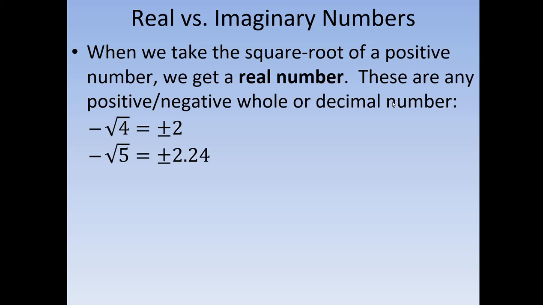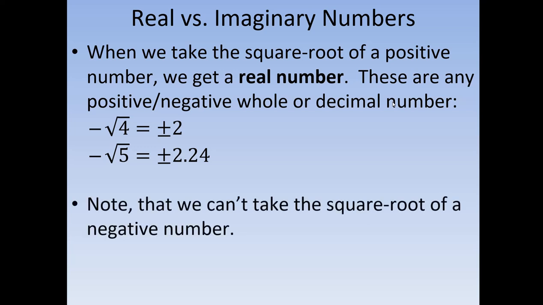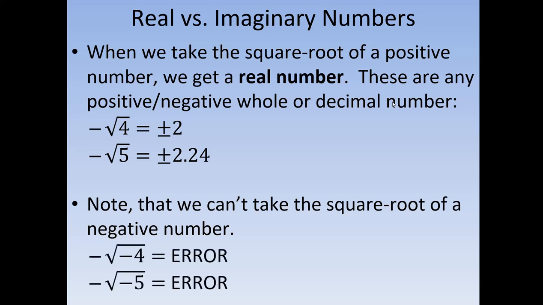Good examples of this are square root of 4 and square root of 5. Both of those give real numbers as answers. For square root of 4, it's plus or minus 2. For square root of 5, it's plus or minus 2.24, and so on. Imaginary numbers are basically when we take the square root of a negative number. If you try to use the calculator and turn these numbers into -4 or -5, you find that the calculator will spit out an error.